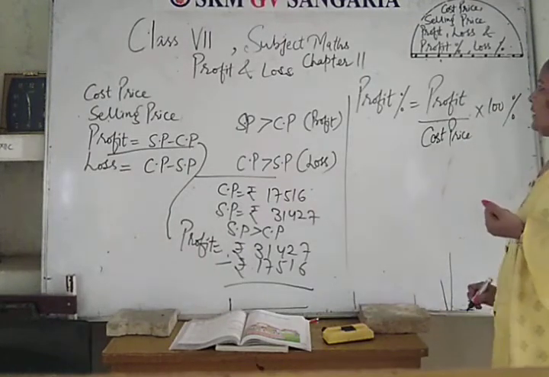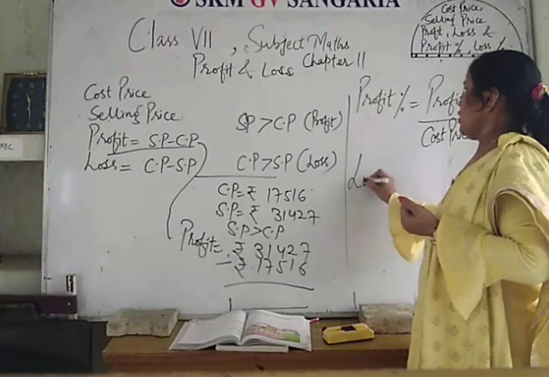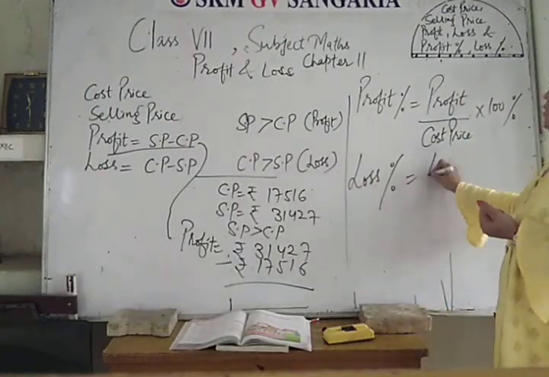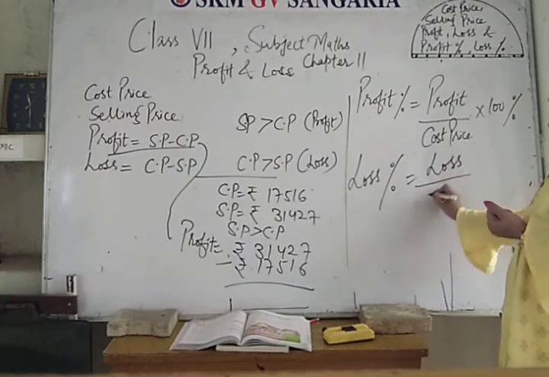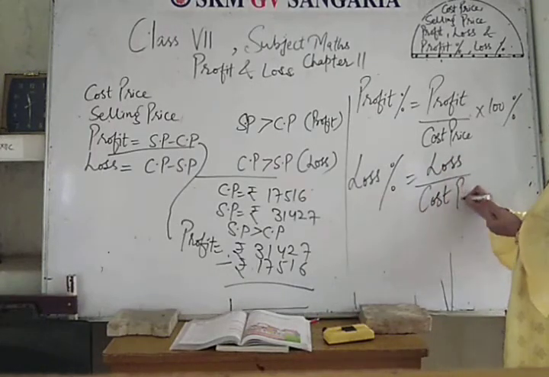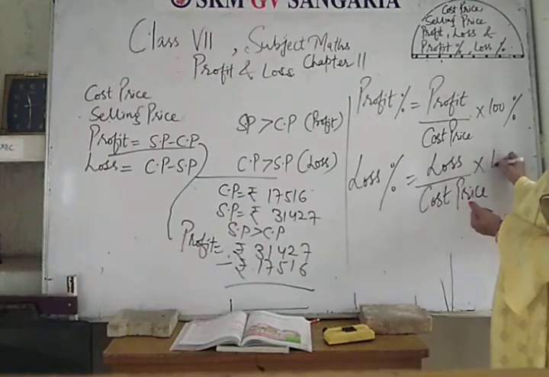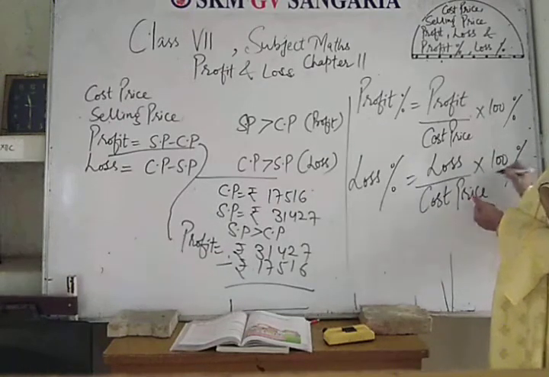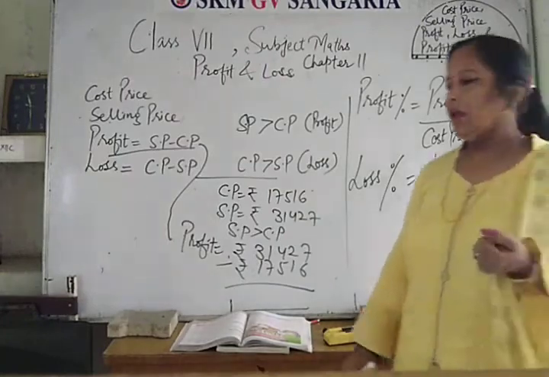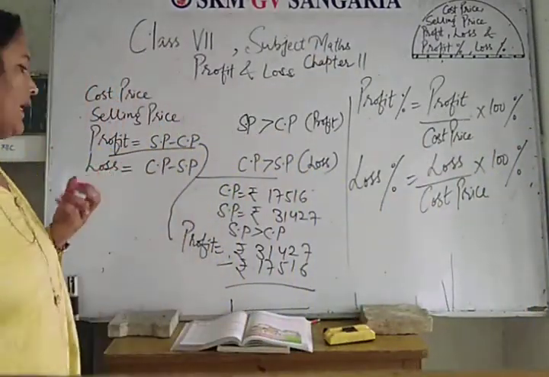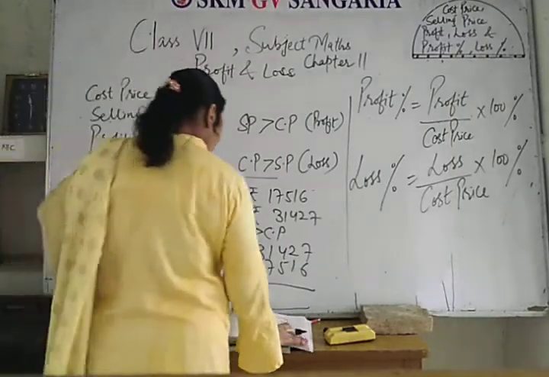100%. Similarly, loss percentage is loss divided by CP, always CP is taken as denominator here, into 100%. You will apply these formulas and solve the problem.